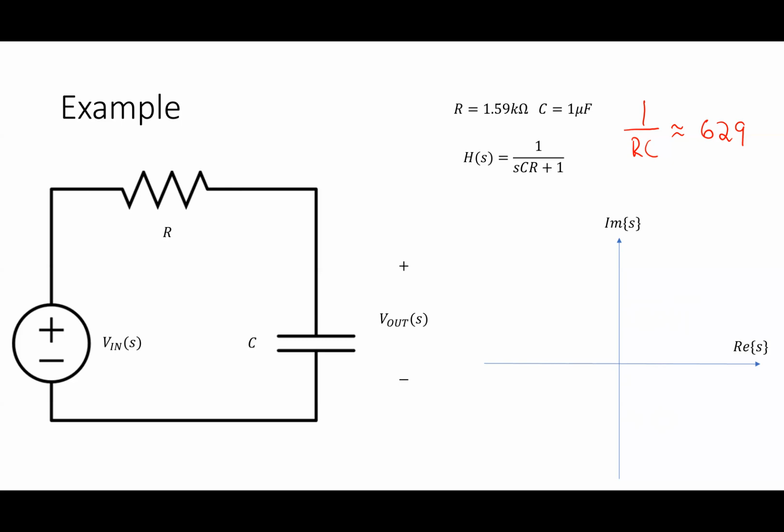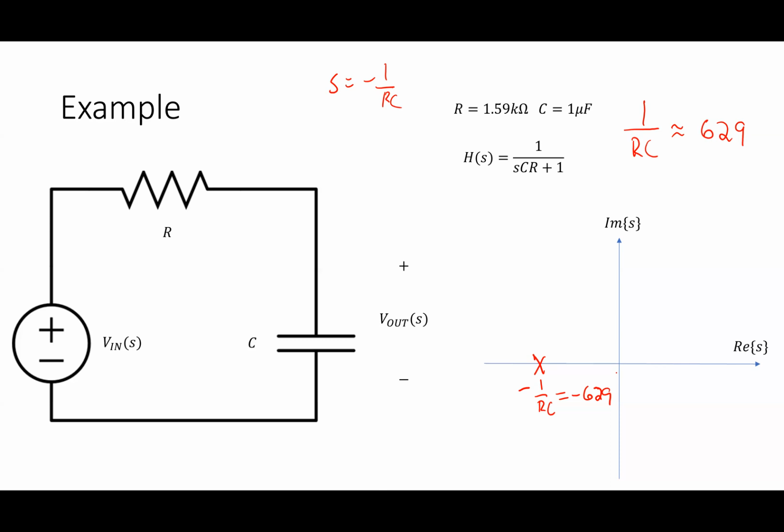If S was equal to -1 over RC, if I plug that in there, right? So if S was -1 over RC, I would have -1 over RC times RC. What's that? -1. -1 plus 1 is 0. Right? So that would make this guy infinite. So we've got a pole at -1 over RC or -629. All right. That has units of radians per second.